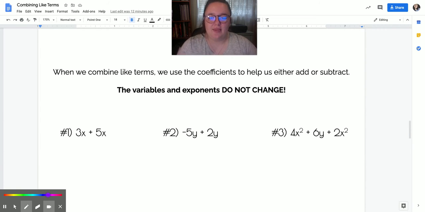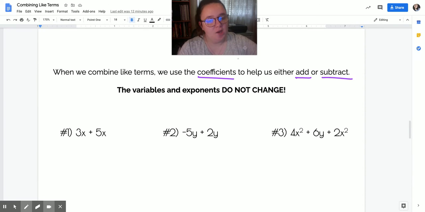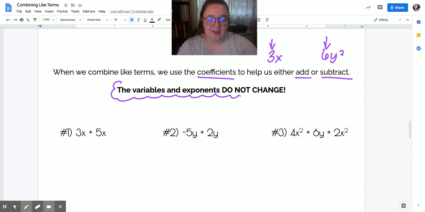When we combine like terms, we use the coefficients to help us add or subtract. So this is now not just identifying, but now we're combining. So when we combine, we either add or subtract, and we use the coefficients. Now coefficients are, if I had 3x, that 3 is the coefficient. If I had a 6y squared, that 6 is the coefficient. We're using those numbers, and we're adding and subtracting those numbers. The variables and exponents do not change.